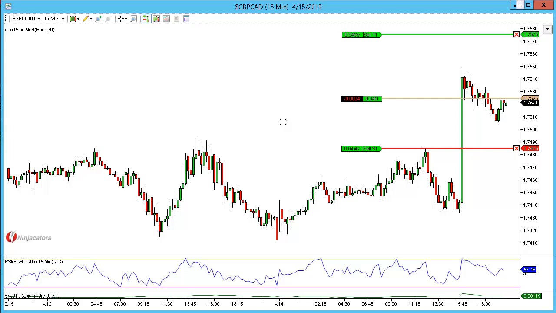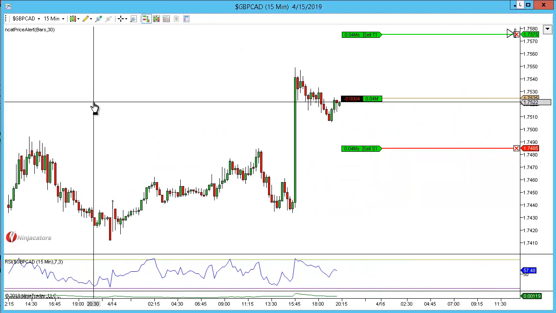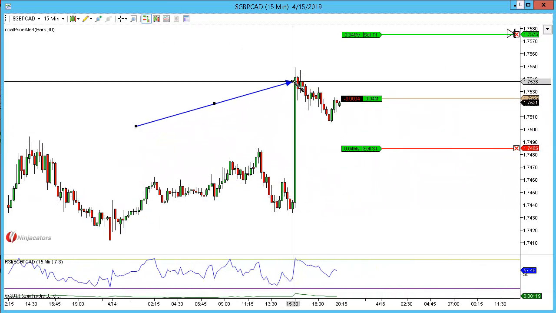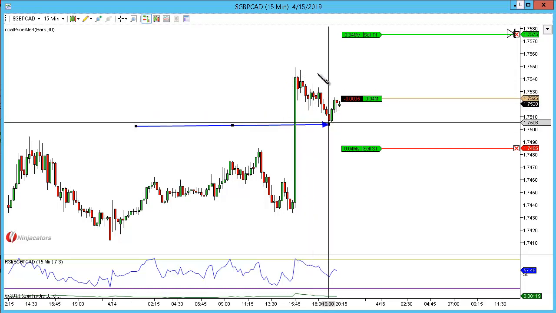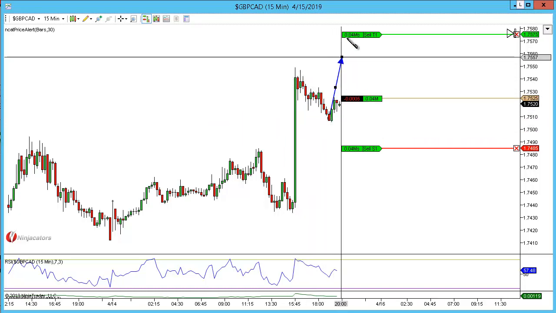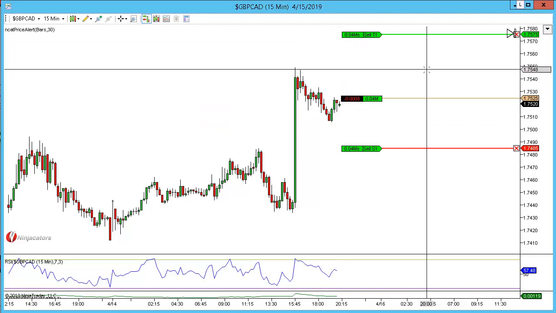This is the pound CAD on the 15, and we have a flag pattern that's set up. Quite a few flags today. This is indeed a very nice one. I do love it when we see this very big momentum candle. Typically we see a very shallow pullback, just 4 touches, and then we see the explosion to the 127 fib.